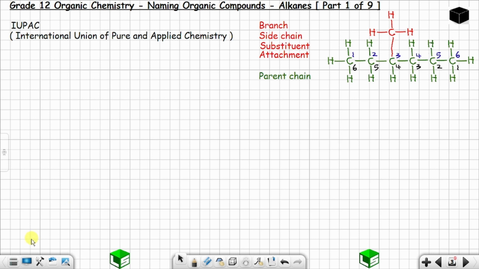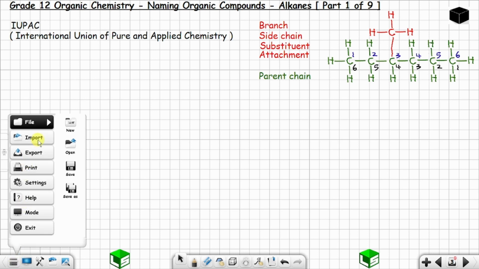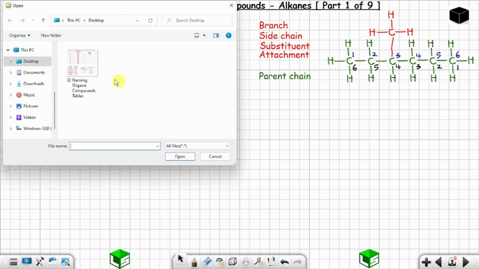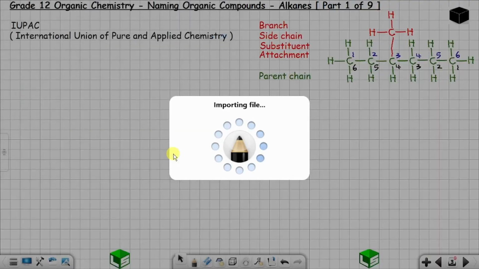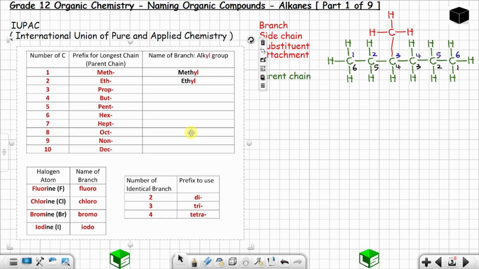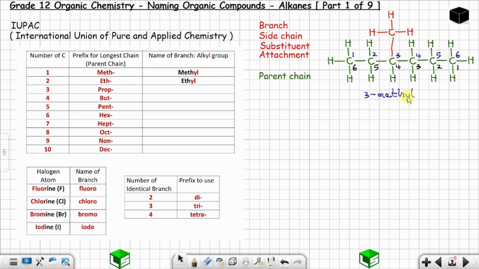Let me show you this table. You are going to need it when naming organic compounds. This is the table that you are going to use. Let's see how we can name this compound. You start by naming the branch. So on carbon number 3, you have the branch. You name it this way. So this tells you that on carbon number 3, you have this branch methyl. Can you see? 1 carbon, methyl.